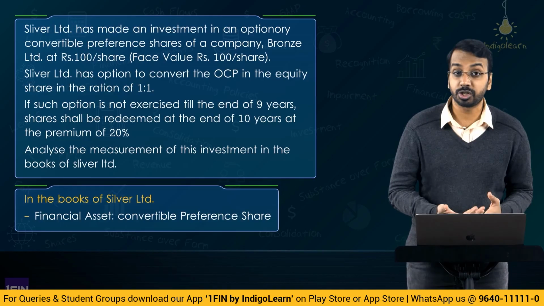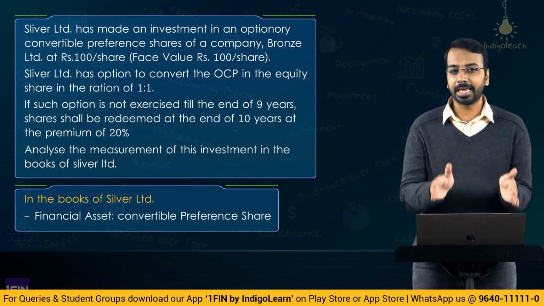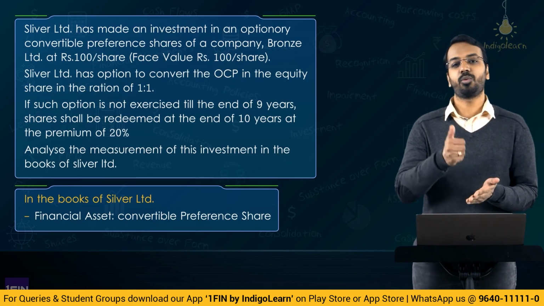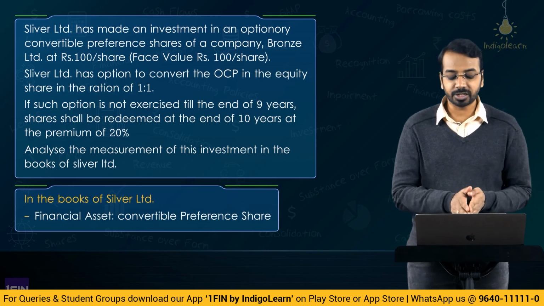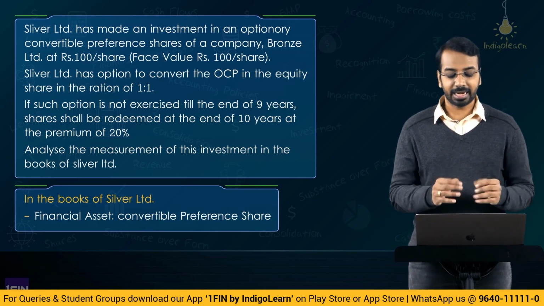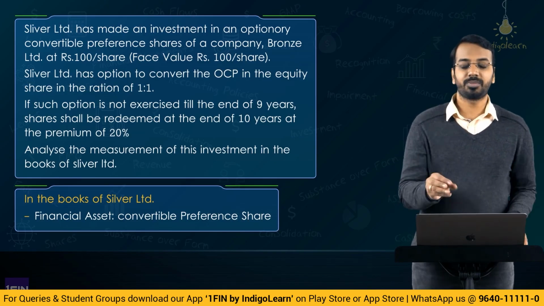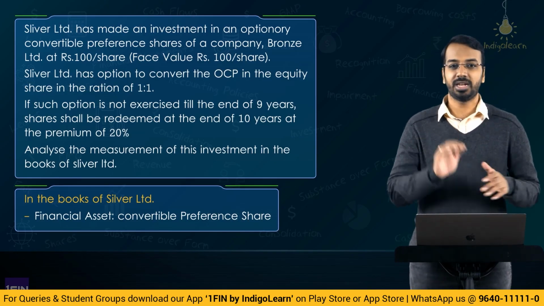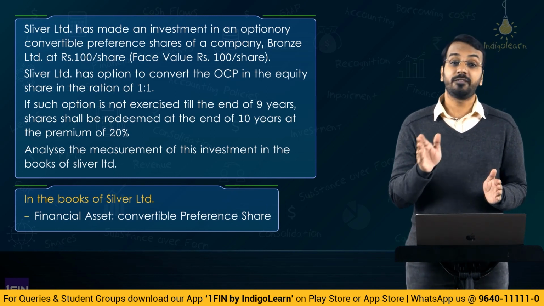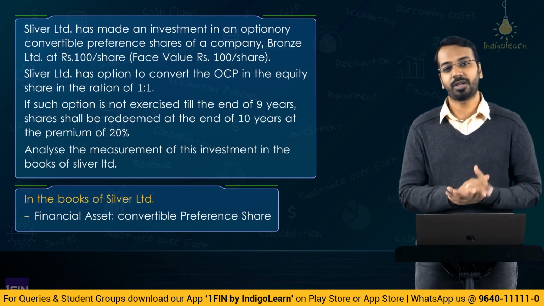So, these are optionally convertible preference shares. There is a 9-year period within which the entity has to choose whether they want to convert or not convert. After that, if they don't convert, they will be redeemed at a premium of 20%. Now, as far as Silver Limited is concerned, how should Silver Limited classify this financial asset? Whether it has to be at amortized cost or FVOCI or FVTPL. For that, we have to check the business model and the contractual cash flow characteristic test.